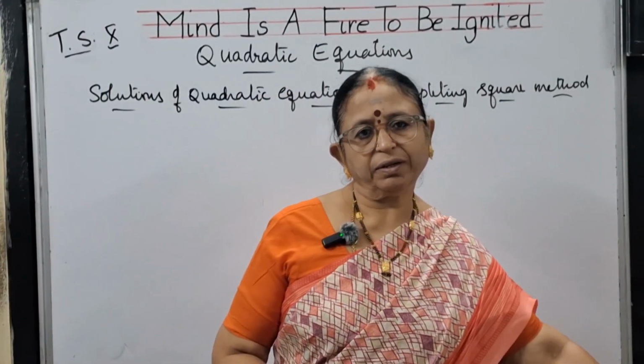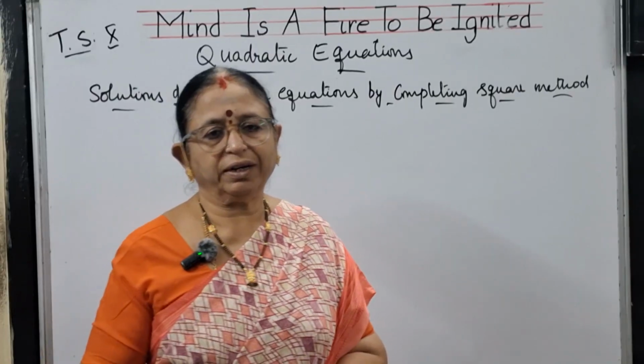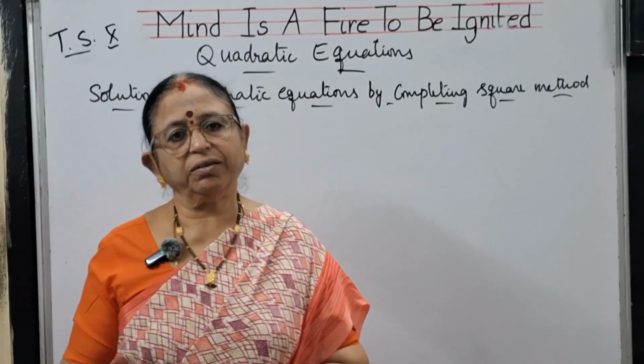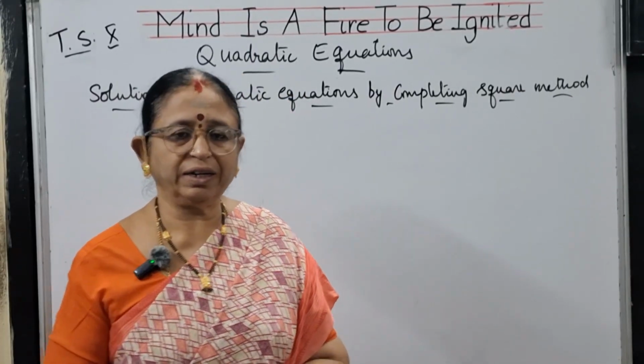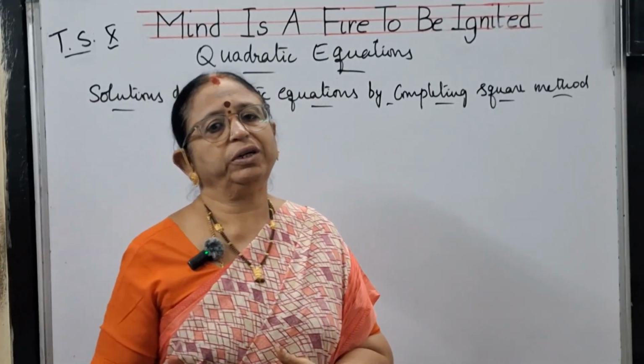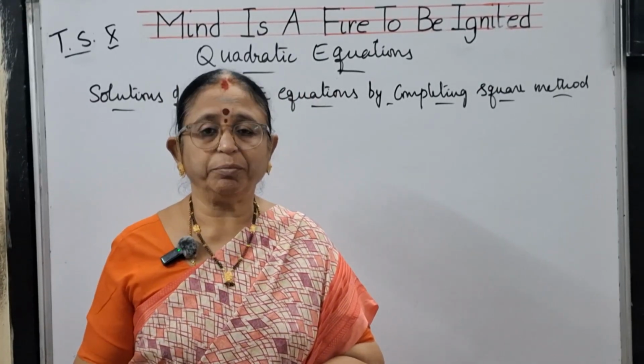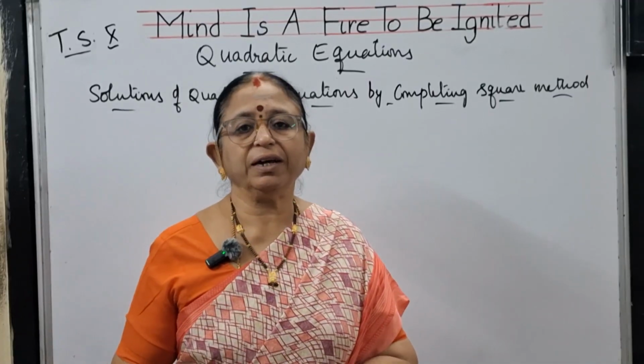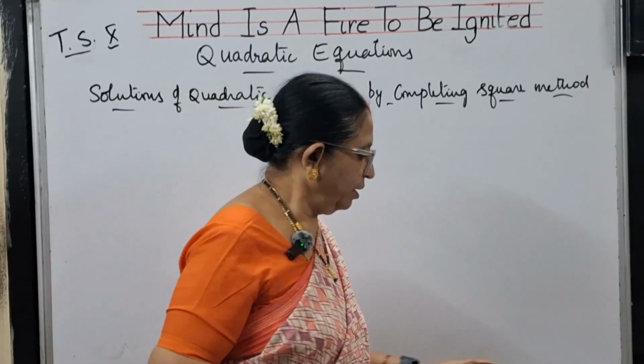Now I am dealing with 10th class maths, quadratic equations. Earlier I have done finding out solutions of the quadratic equations by prime factorization method. Now today we are going to do a second method, that is completing square method. So what is it? Let us see.